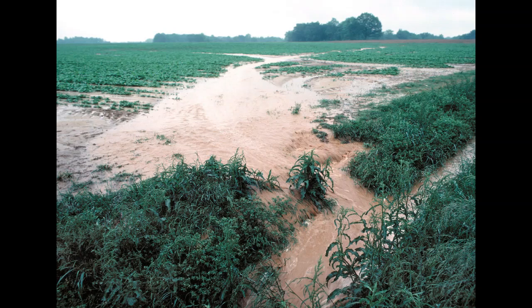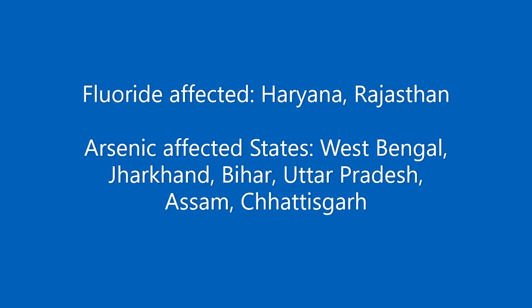Next, we come across certain natural pollutants of water, for example arsenic and fluoride contamination. Fluoride can be found in different mineral sources like fluorite and cryolite, and the most affected states include Haryana, Rajasthan, and others. If we discuss arsenic water pollution, a large number of districts in West Bengal are affected. Apart from that, Jharkhand, Bihar, Uttar Pradesh, Assam, and Chhattisgarh are also highly contaminated with arsenic in the groundwater.